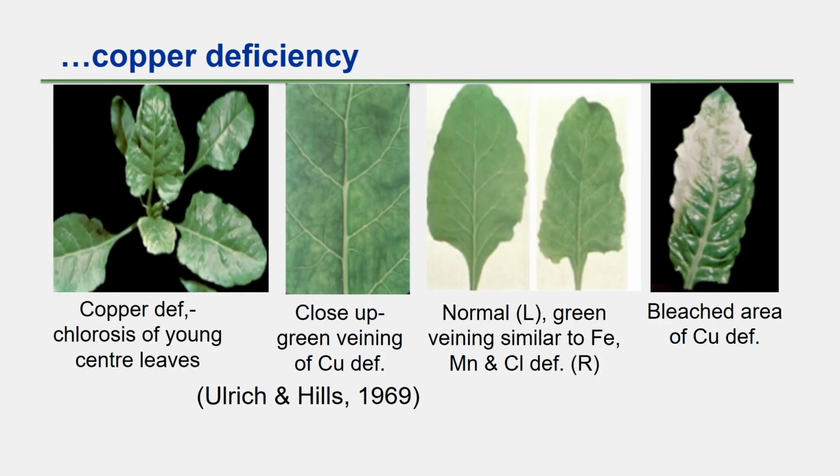Now, you can see copper deficiency, chlorosis of young central leaves, and then a close-up view of green veining of copper deficiency, and normal green veining similar to iron, manganese and chloride, and see the bleached area of copper deficiency, this bleached.